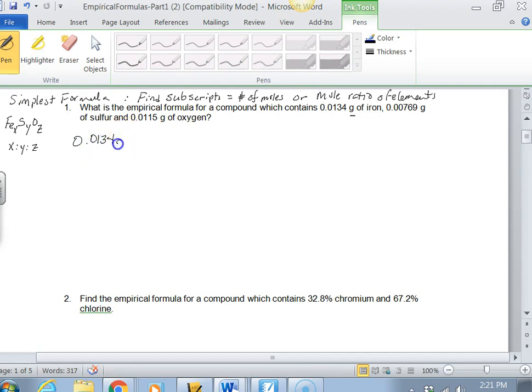0.0134 grams of iron and 0.00769 grams of sulfur, and then finally 0.0115 grams of oxygen. We're going to have to convert each of these to moles. So our first step, convert grams to moles. Every 1 mole of iron is 55.8 grams.